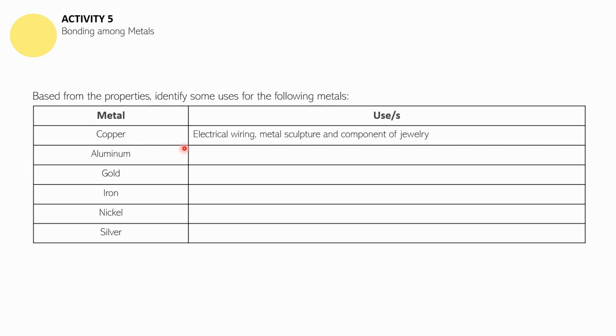So for copper, say for instance, it is commonly used in electrical wiring, for metal sculpture, and as a component of jewelry. Now, aluminum is another common metal. Gold is also another common metal. And so iron is also another common metal, nickel, and silver. Alright, so if you need more time, you can pause this video.